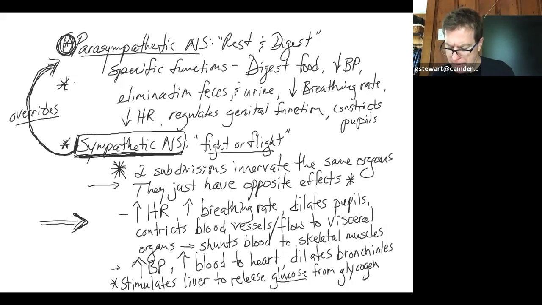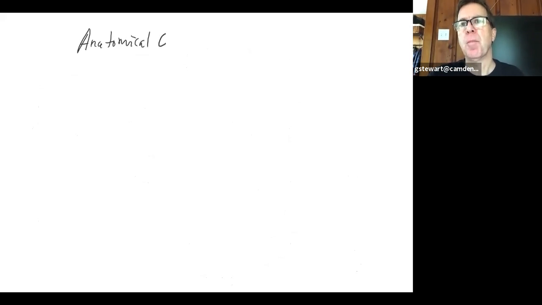Now we're going to look at the anatomical differences between the parasympathetic and sympathetic nervous systems. So let's go to a new whiteboard. And I'm going to write anatomical comparison. I think this is 14.2 in your book.